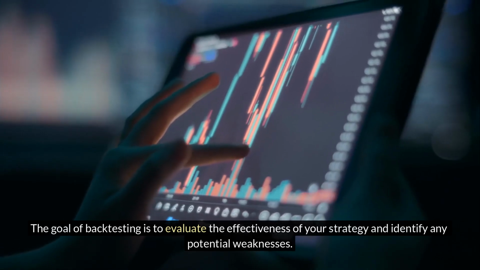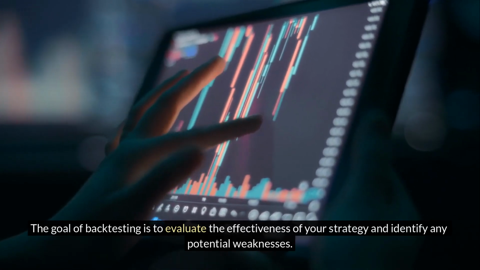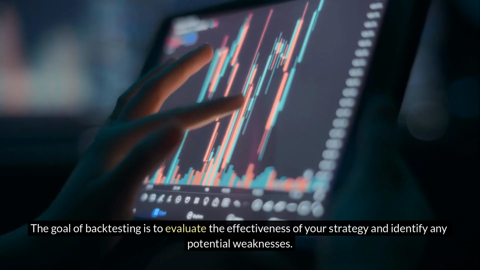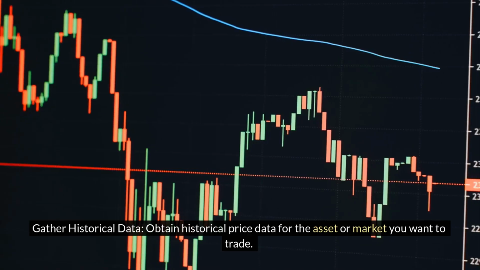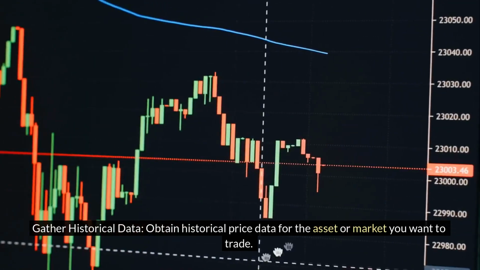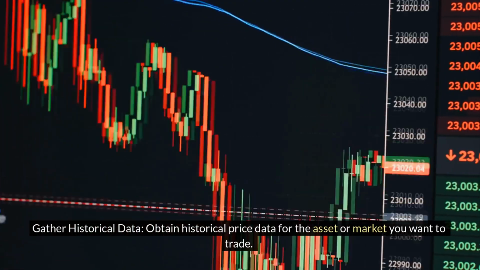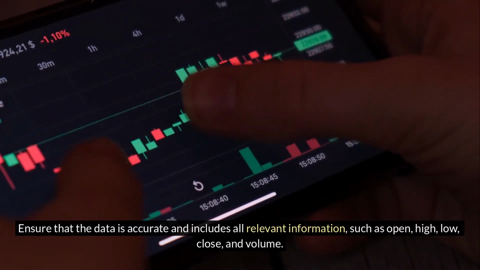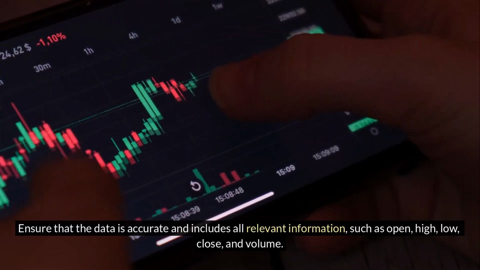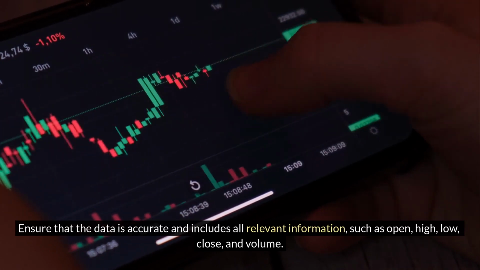The goal of backtesting is to evaluate the effectiveness of your strategy and identify any potential weaknesses. Here's how to backtest your strategy. Gather historical data. Obtain historical price data for the asset or market you want to trade. Ensure that the data is accurate and includes all relevant information, such as open, high, low, close, and volume.